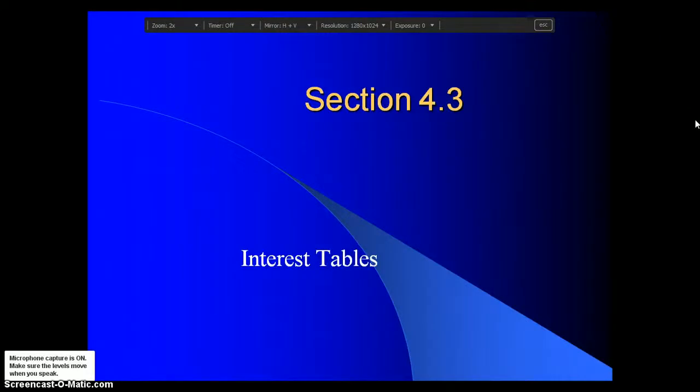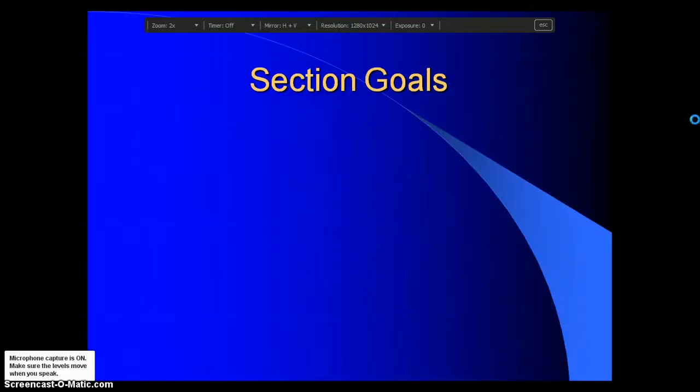Today is Wednesday. We're looking at section 4-3 interest tables. This starts on page 144 of your textbook and it goes through page 149. Once again, as before, feel free to look through those pages, look through their examples, work through a couple of the examples that they have even, but you'll be just fine. This is a fairly easy section.